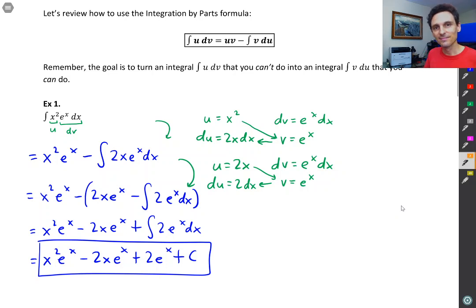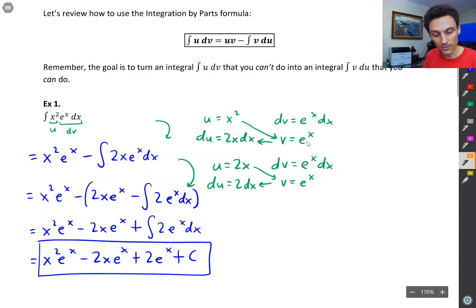Okay. Now let's look at a way of streamlining the integration by parts method. If you look at what we did, there's a lot of fluff here. There's a u equals, a du equals, a dx, a v equals, a dv equals. There's a lot of stuff that maybe we don't need to write over and over again. And there's some repetition. There's a 2x e to the x right here.